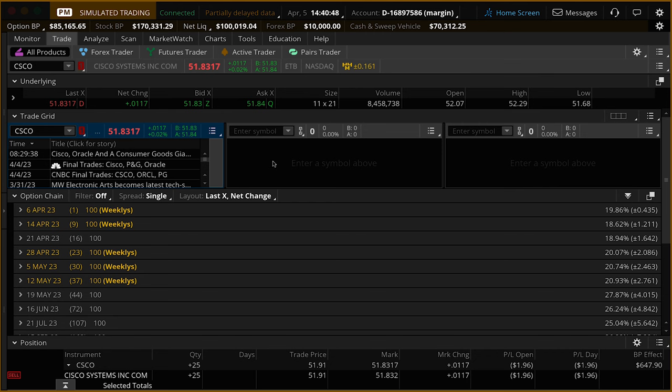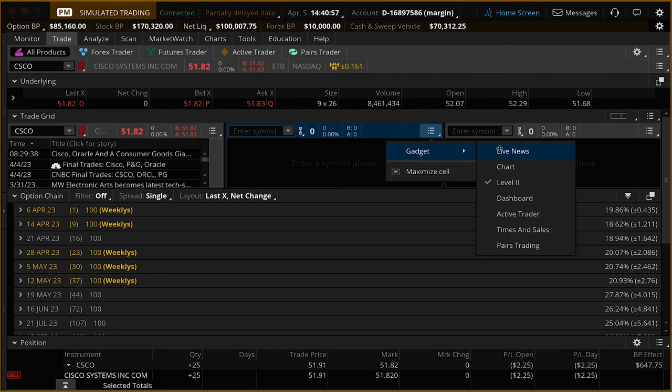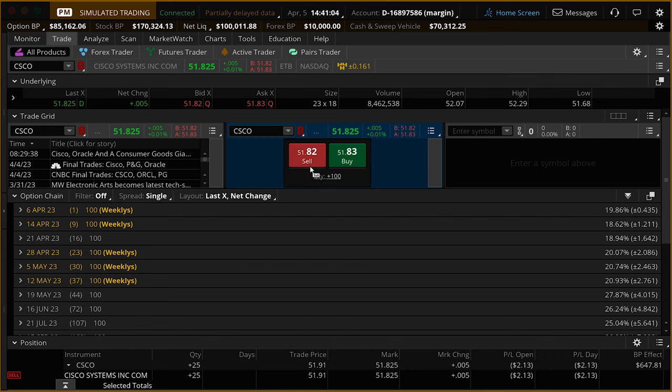Now if you remember before when we were talking about a buy sell button, well guess what? We actually do have one in here after all. I'm going to click on this same menu button, come down to gadget, and select dashboard. Last step, we're going to link this up to red, and now we have a buy and a sell button for the same stock that we're looking at up above.